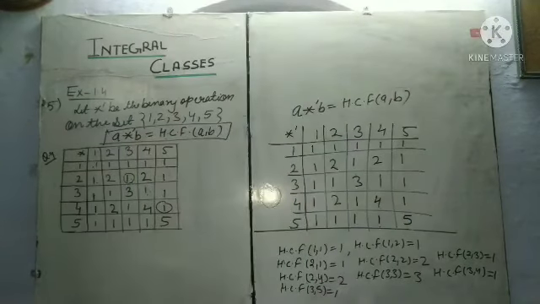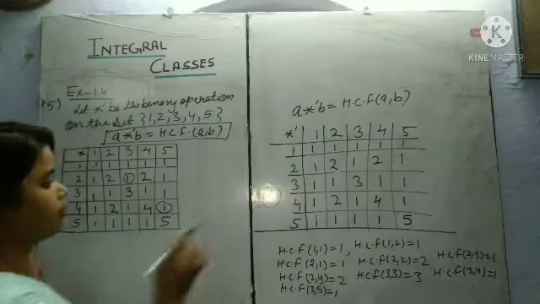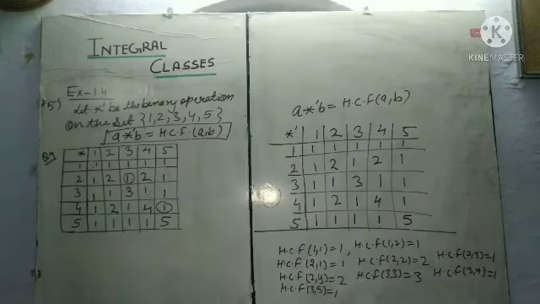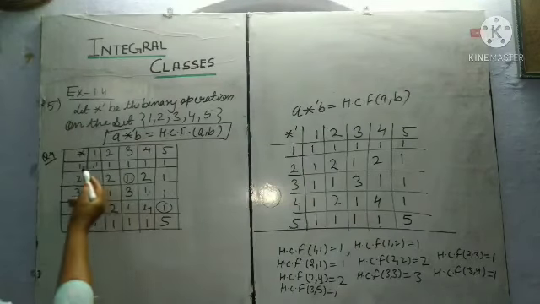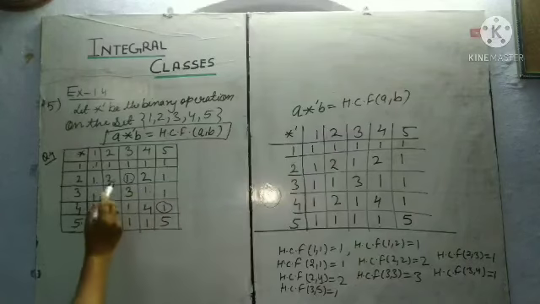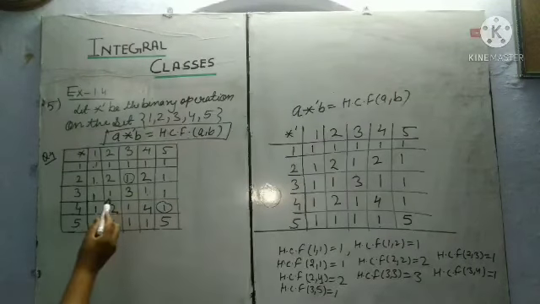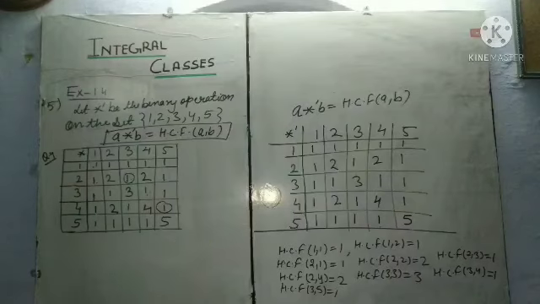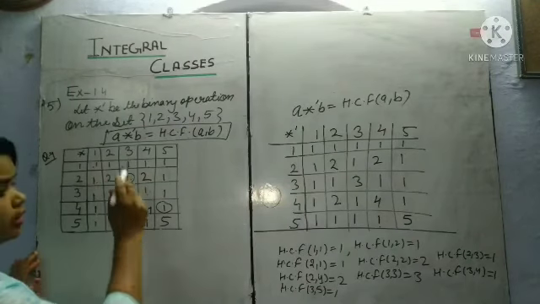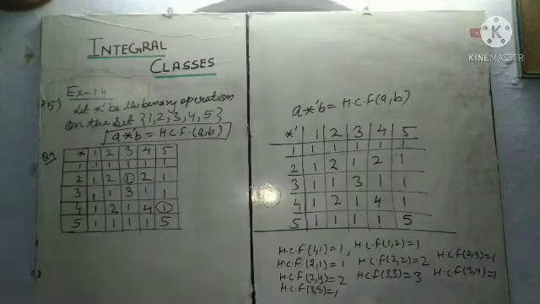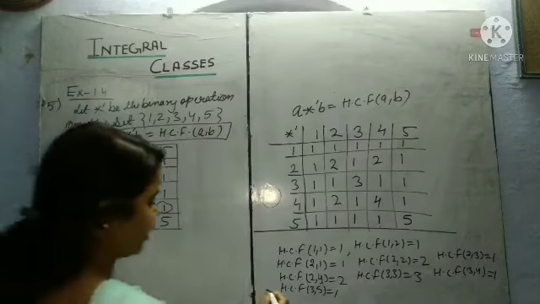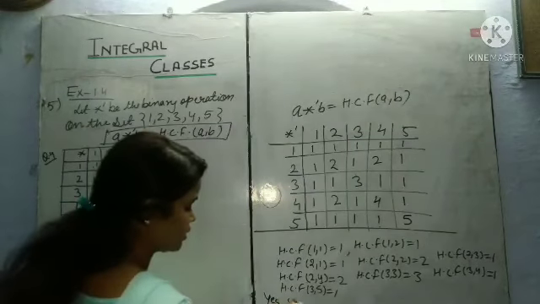So student, as we compare these two tables, they are similar to each other. Check now: 1 1 1 1 1, 2 1 2 1 2 1, and 3 1 1 3 1 1, 1 2 1 4. So student, these two operations are similar. It means the question asked is whether the operation star is the same as star dash? Yes.